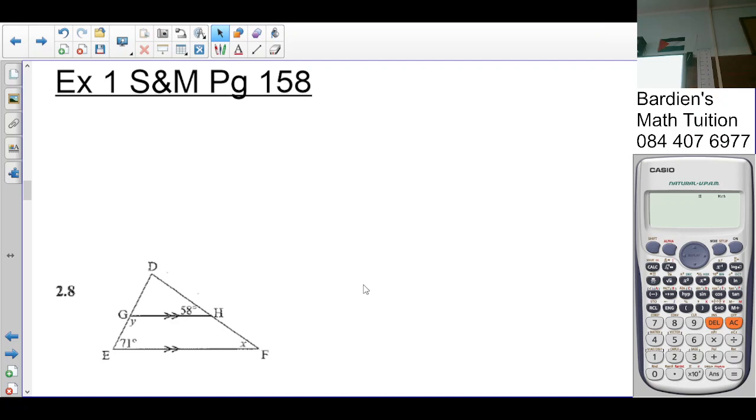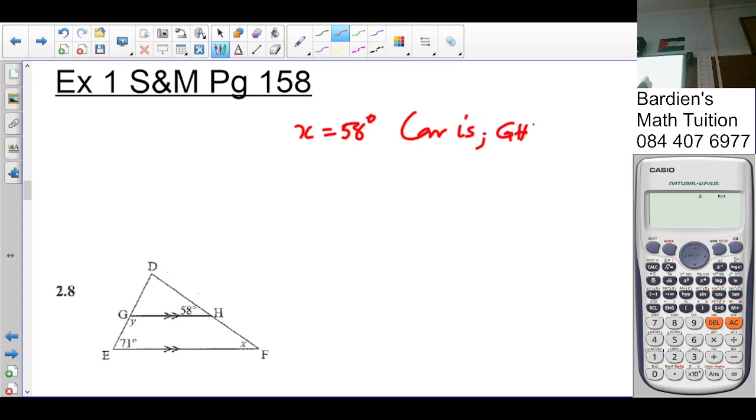2.8. Okay. What can we say here? x is equal to 58 degrees. Why? Corresponding angles. Can you all see the F there? x is equal to 58 degrees. Corresponding angles, with GH being parallel to EF. Okay.